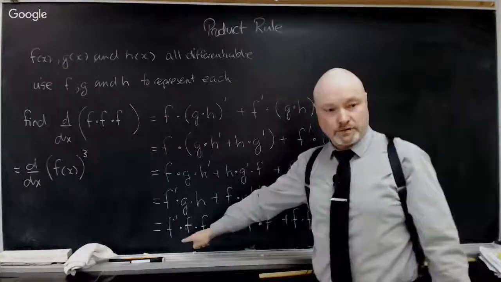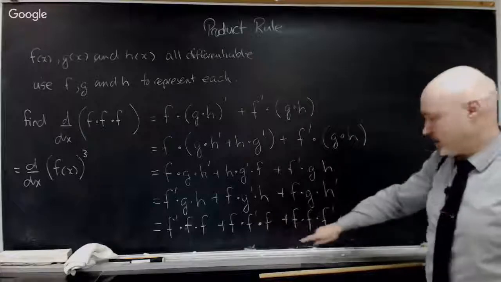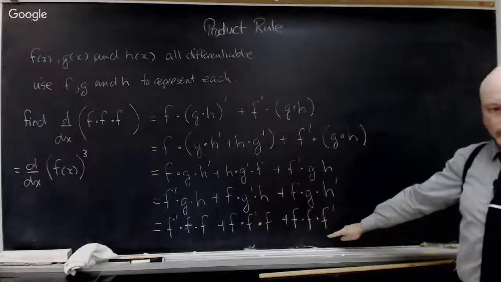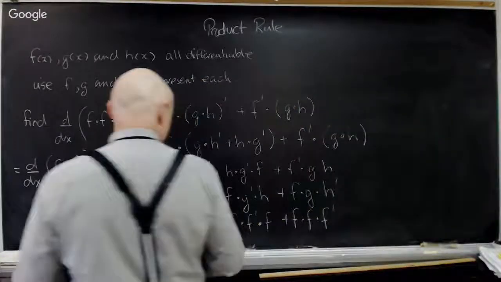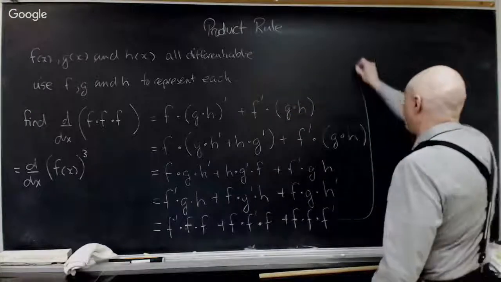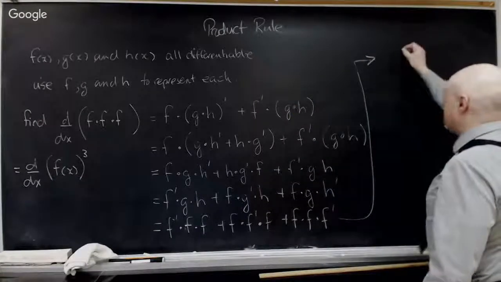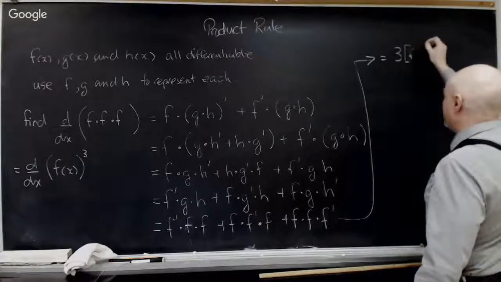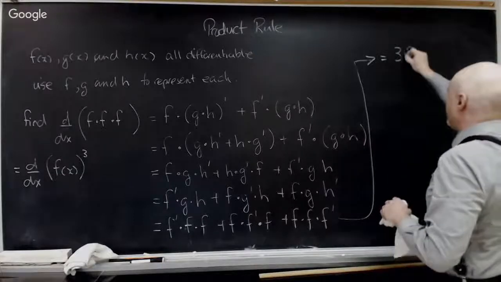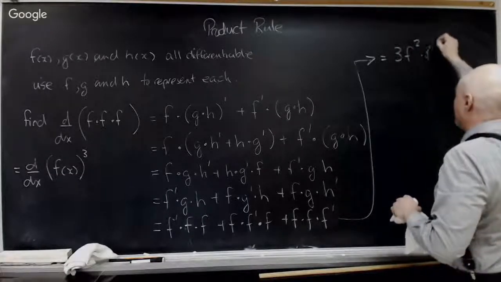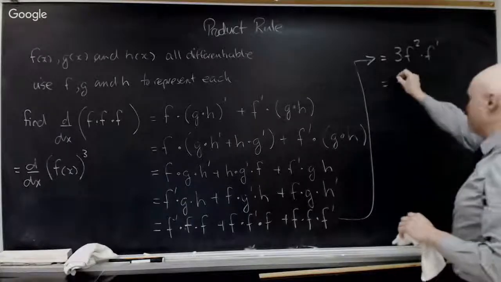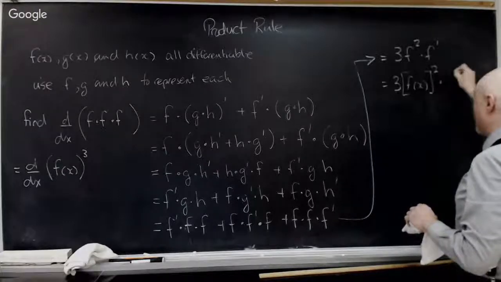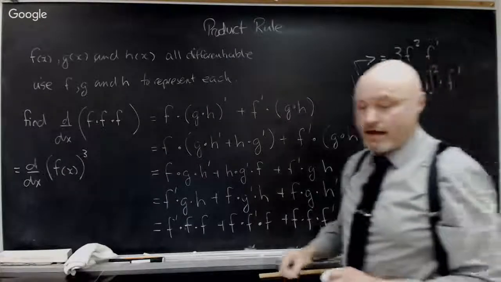Okay, so this becomes f prime times f times f plus f times f prime times f plus f times f times f primed. That's a lot of f's. So is it just 3 f squared times f prime? Or in other words, it's 3 times f at x squared times the derivative of f.